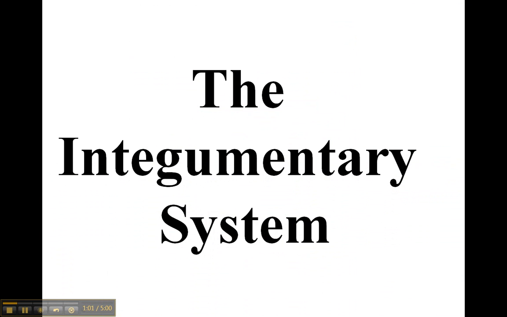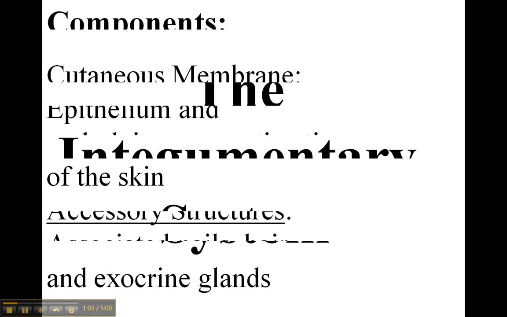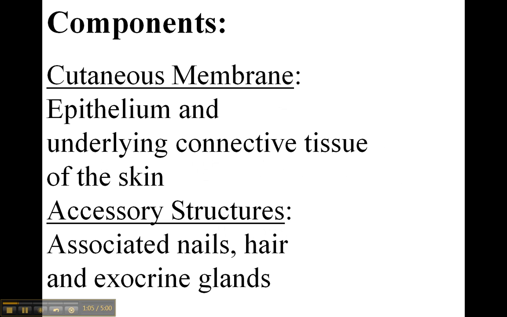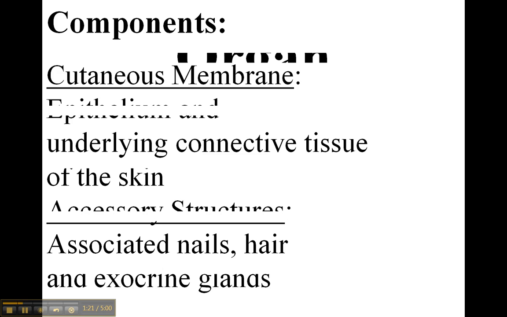So, this is the integumentary system. The components of the integumentary system are the cutaneous membrane, the epithelium and the underlying connective tissue of the skin. And then there are also accessory structures: nails, hair, and exocrine glands, such as sweat glands.